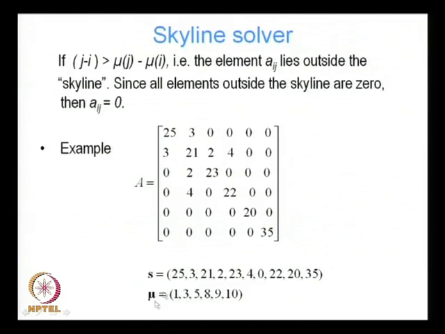This mu vector tells me the position in this column which has the diagonal element. So, the first diagonal element is at the first entry in this column, so it stores 1. The second diagonal element, which is 21, is at the third location in this column, so it stores 3. The third diagonal element 23 is at the fifth location in that column, so it stores 5. So, it stores the diagonal pointers, and it stores this skyline like this.